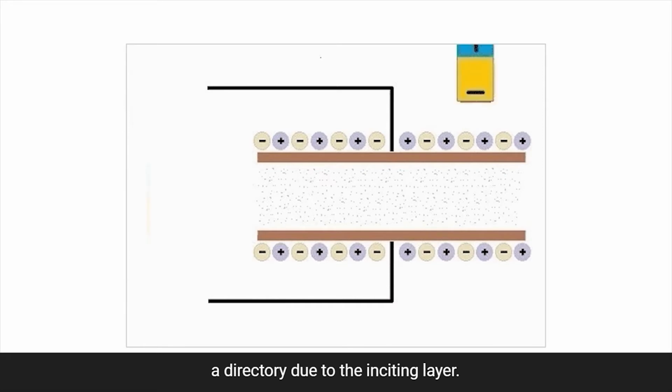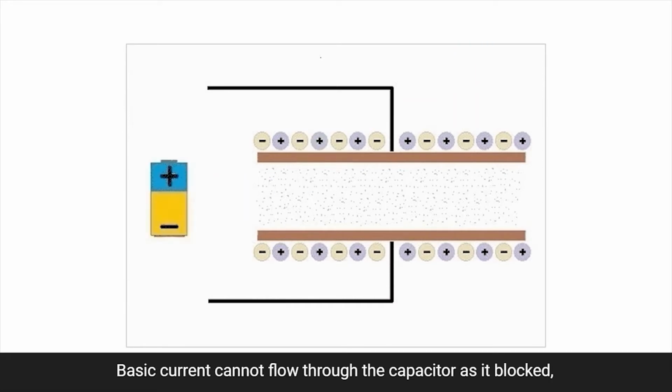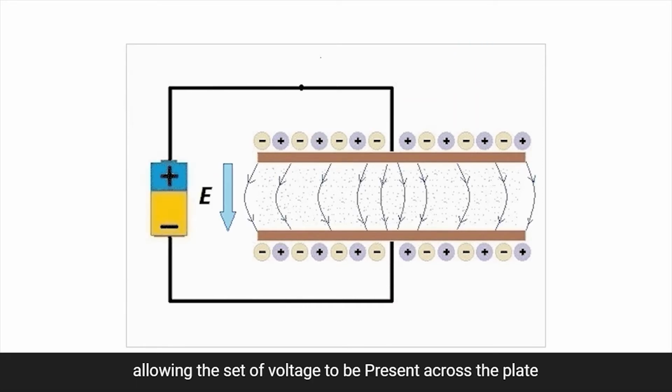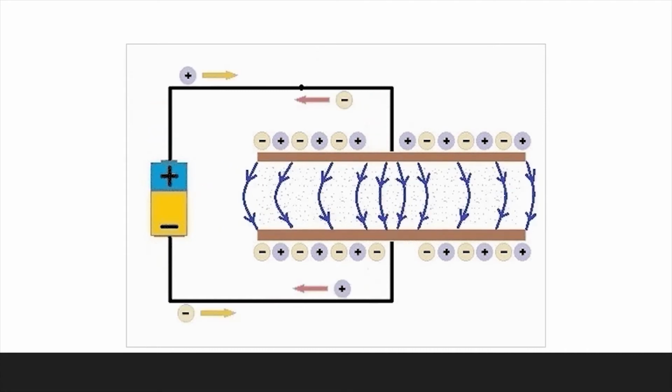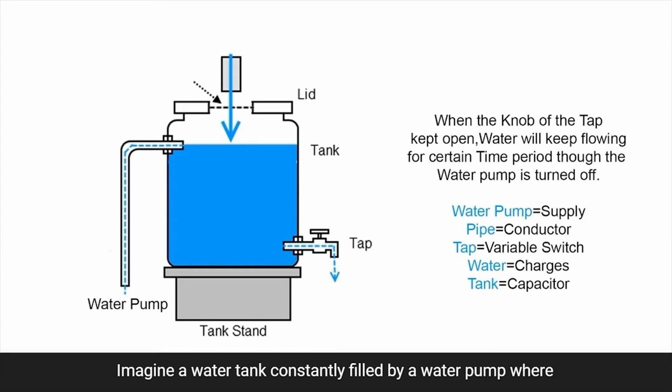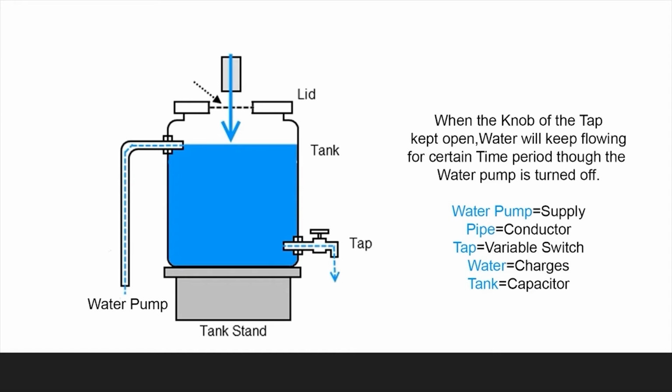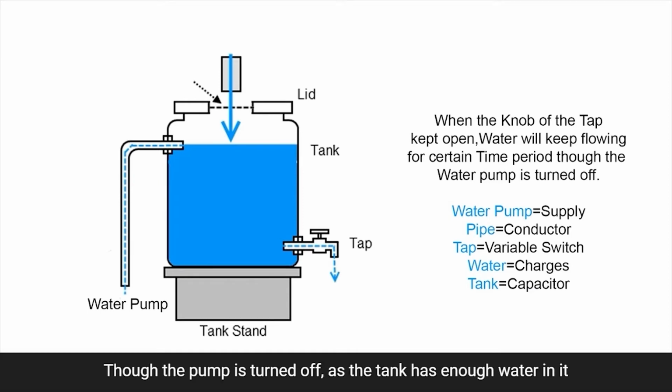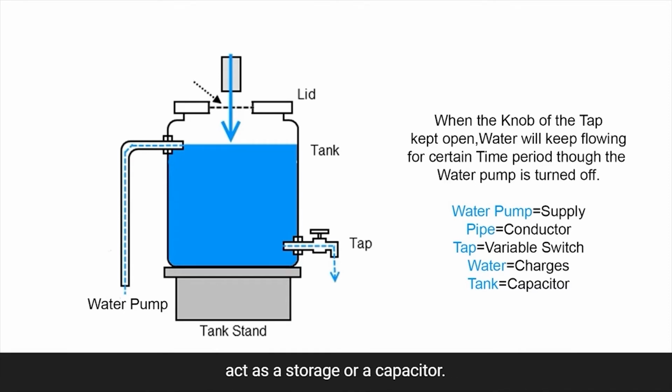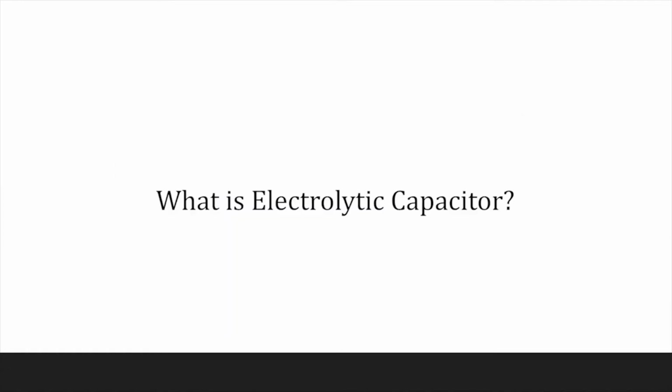Due to the insulating layer, DC current cannot flow through the capacitor, as it blocks it, allowing instead a voltage to be present across the plates in the form of electrical charge. Imagine a water tank constantly filled by a water pump, where the tap connected at the house supplies a constant water flow. Though the pump is turned off, as the tank has enough water in it, it allows a constant water flow through the tap. Hence, the tank acts as a storage, or a capacitor.